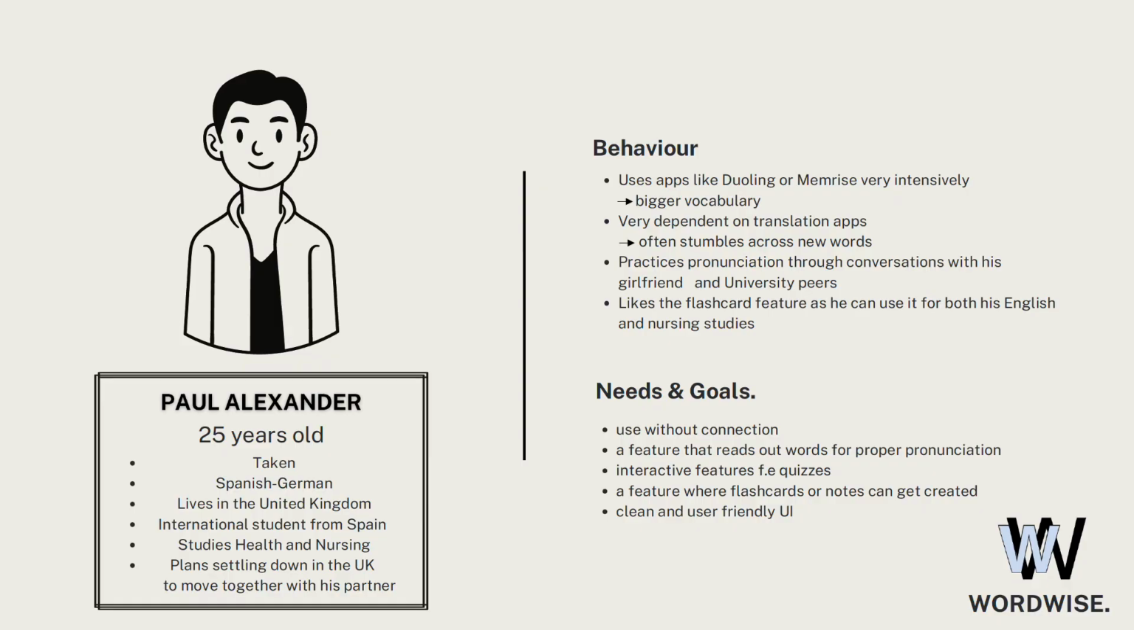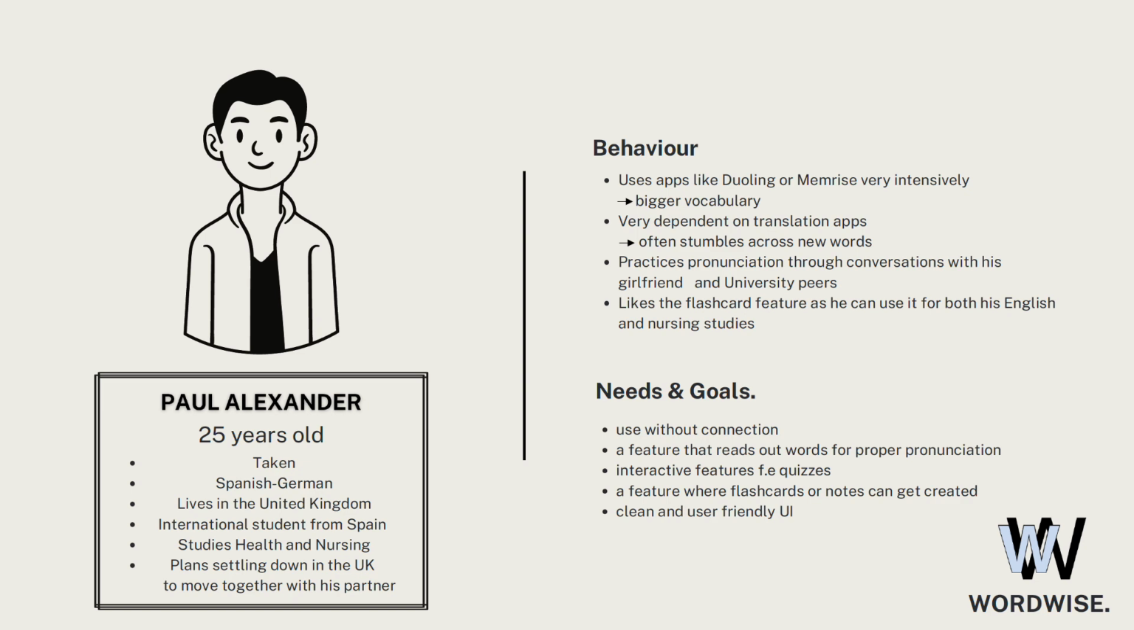Let's get to my persona, Paul Alexander. He's 25 years old and is Spanish-German. He is taken and is currently living in the United Kingdom as an international student from Spain. He is studying health and nursing and is planning to settle down in the UK to move together with his girlfriend.